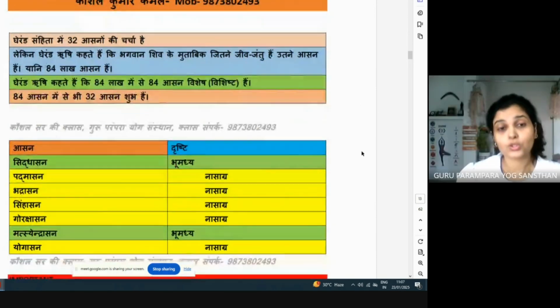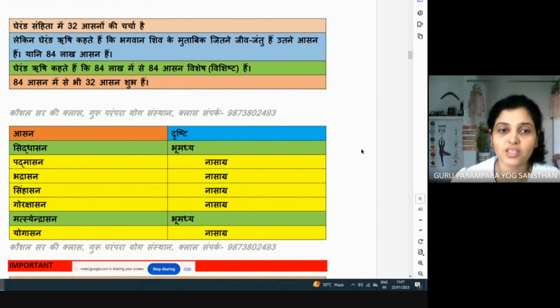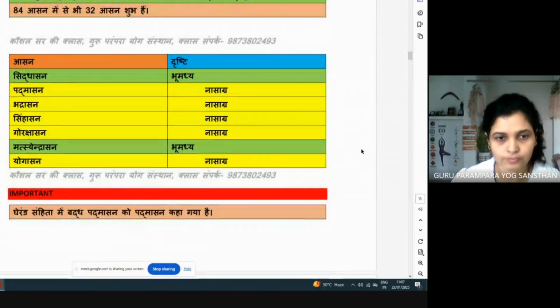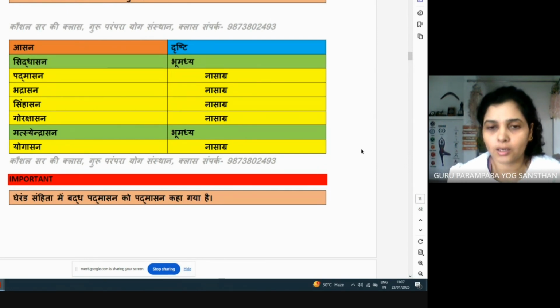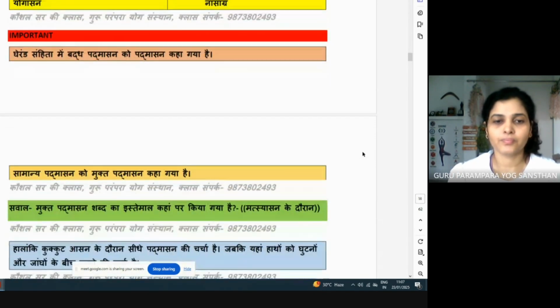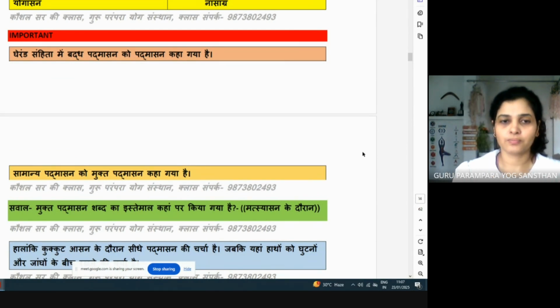Yeah. So, the 2 asanas which have the Bhumadhya drishti, between the brows, are Siddhasana and Matsyendrasana. Padmasana, Vajrasana, Sinhasana, Gorakshasana, and Yogasana will have Nasagra drishti, that is the tip of your nose. Here Padmasana is mentioned with the same vidhi which we do today, Baddha Padmasana, where you cross your hands and catch your toes. So that will become your Baddha Padmasana. And here the normal Padmasana is explained as Mukta Padmasana. So you have to remember that.